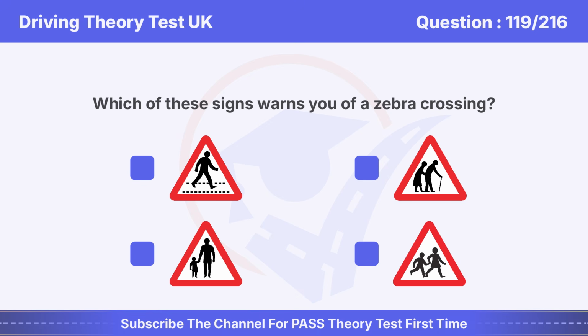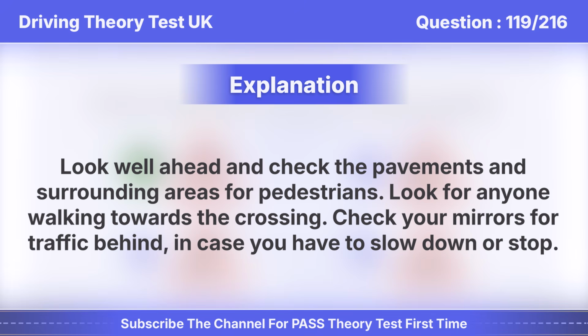Question 119. Which of these signs warns you of a zebra crossing? Answer is A. Look well ahead and check the pavements and surrounding areas for pedestrians. Look for anyone walking towards the crossing. Check your mirrors for traffic behind, in case you have to slow down or stop.